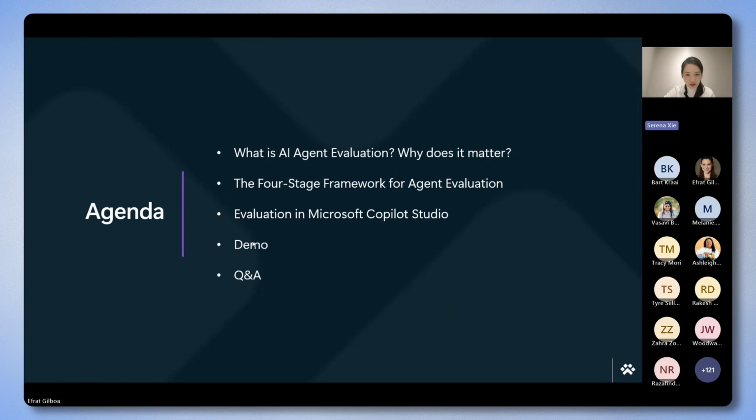So the agenda for today. We're gonna start from the introduction of what is AI agent evaluation. Why does it matter? Why does it matter to you? And then I will cover the four-stage framework that we use for AI agent evaluation. And then Efrat is gonna dive deep into the evaluation in Microsoft Copilot Studio and give you a demo, and we'll end with a Q&A session.